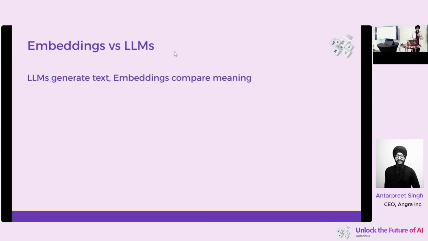So now the main question is, how are embeddings different from LLMs? LLMs are there just to generate text. They give you the next token one by one until you get the full answer. Whereas embeddings are there to compare meaning. When we convert text into tokens, tokens into numbers, and numbers into vectors, how closely those vectors are related together is where embeddings come in. They are there to compare those numbers.